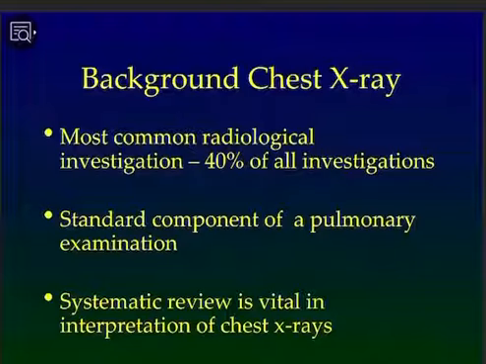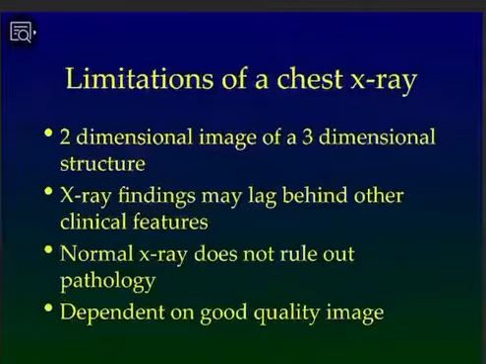Okay. Right. Now, what next is limitations. Obviously, it's a two-dimensional study. It's done in 2D. It's a 2D image of a three-dimensional structure, the human being. So there are limitations. First of all, X-ray findings usually lag behind the other clinical findings. A normal X-ray does not rule out pathology. It usually happens in the chest. When you do a chest X-ray, it turns out to be absolutely normal.